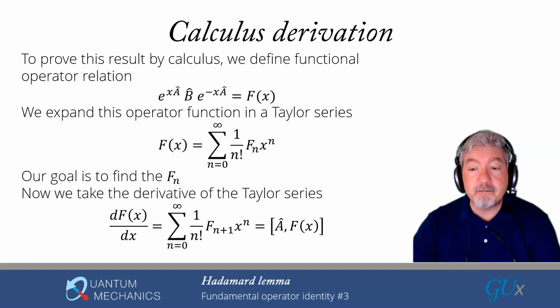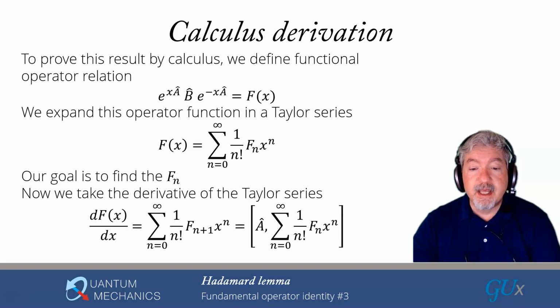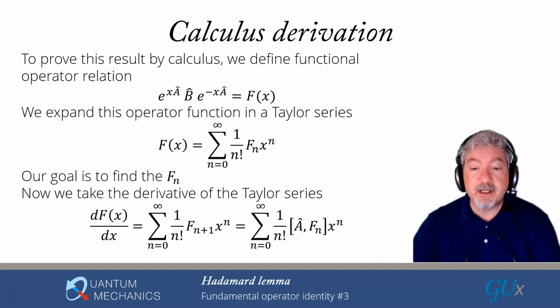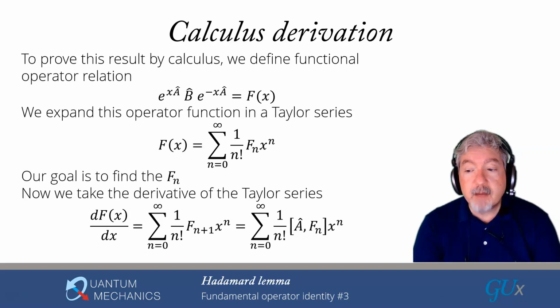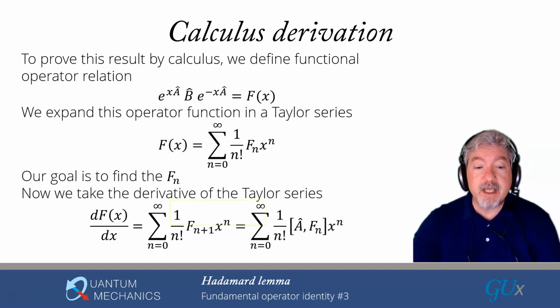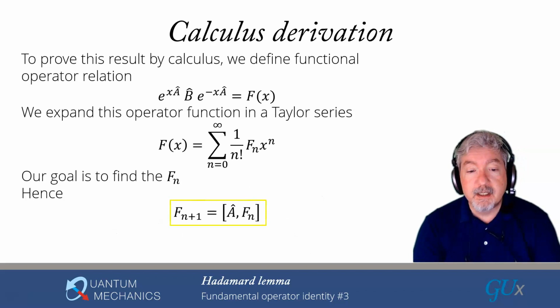Now I'm going to go back and put that expression for f of x as a Taylor series into the commutator. And now I'm going to pull the 1 over n factorial, the summation, and the x to the n out of that commutator because those are not operators, and so they can just be pulled out of the commutator. And you see now I have this relationship, and we're going to make the assumption, which is a very good assumption, that each of those coefficients are equal to each other. It's the only way for this equation to hold for all x. And so what that means is we've derived a relationship that f to the n plus 1 is equal to the commutator of a with fn.